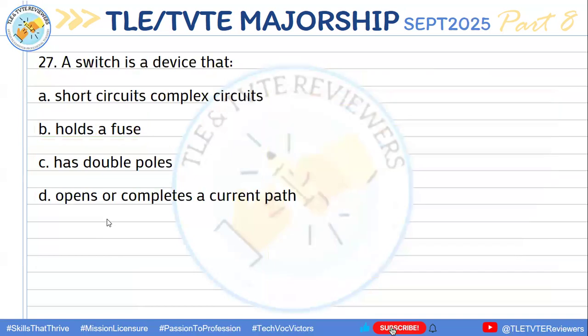Number 27, a switch is a device that A, short circuits complex circuits, B, holds a fuse, C, has double poles, D, opens or completes a current path.